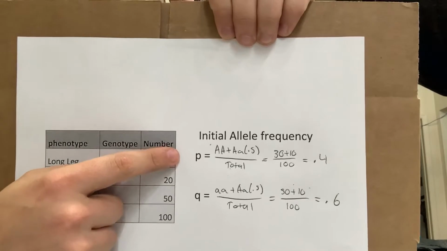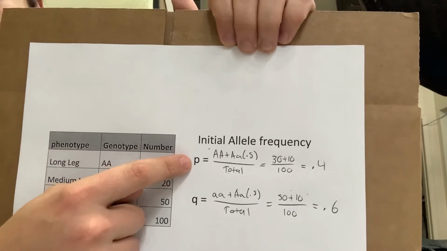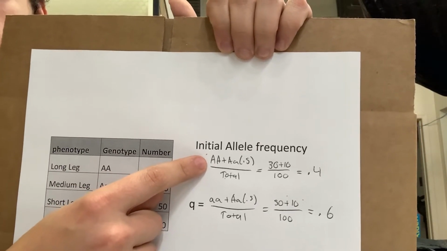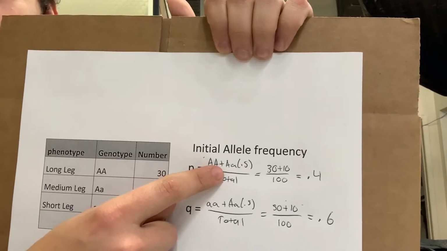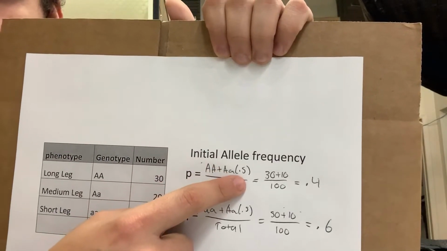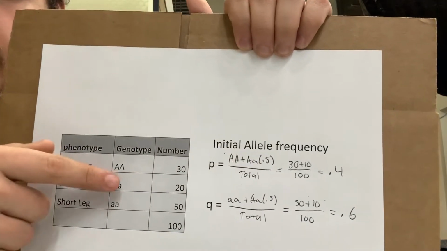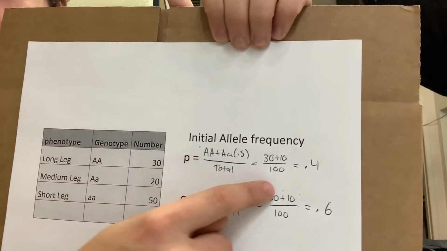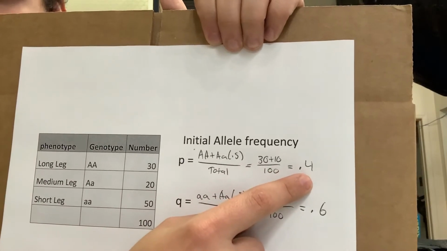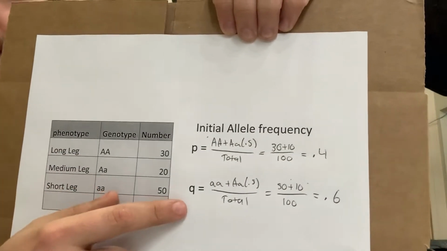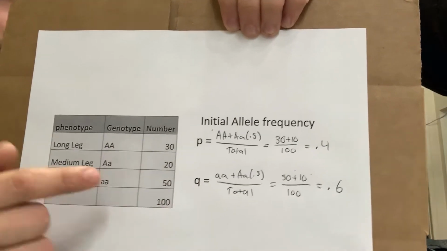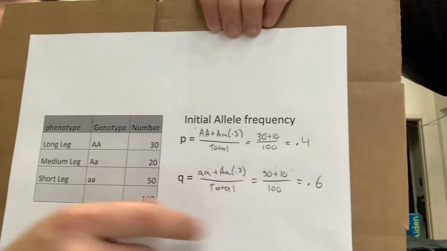To calculate the P allele, we take the number of homozygous dominant ants and add the heterozygous ants multiplied by 0.5 because we only want the dominant allele, and we get 0.4 as our allele frequency when we do this. Now, we can do the same thing for our Q with the recessive allele, and we get 0.6 as our value.